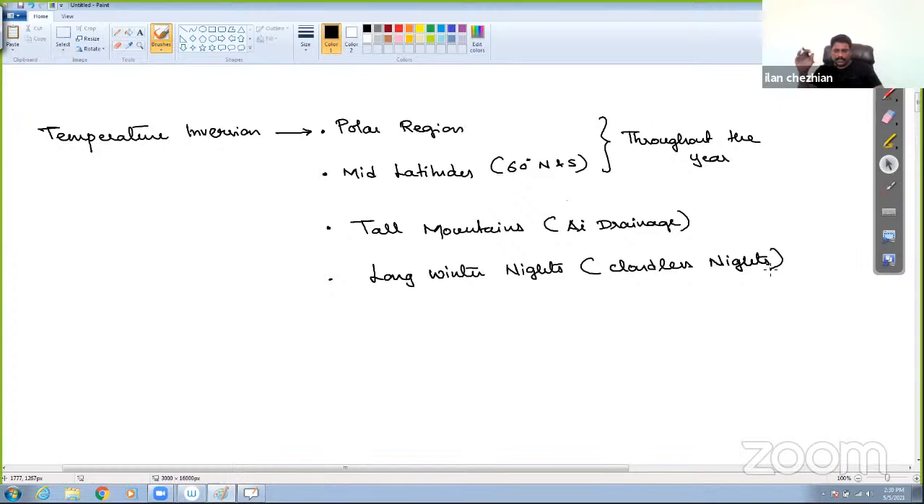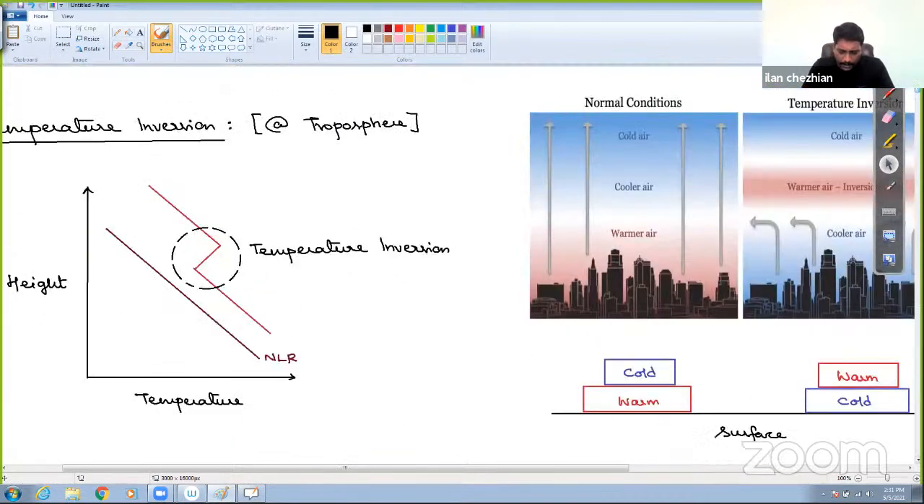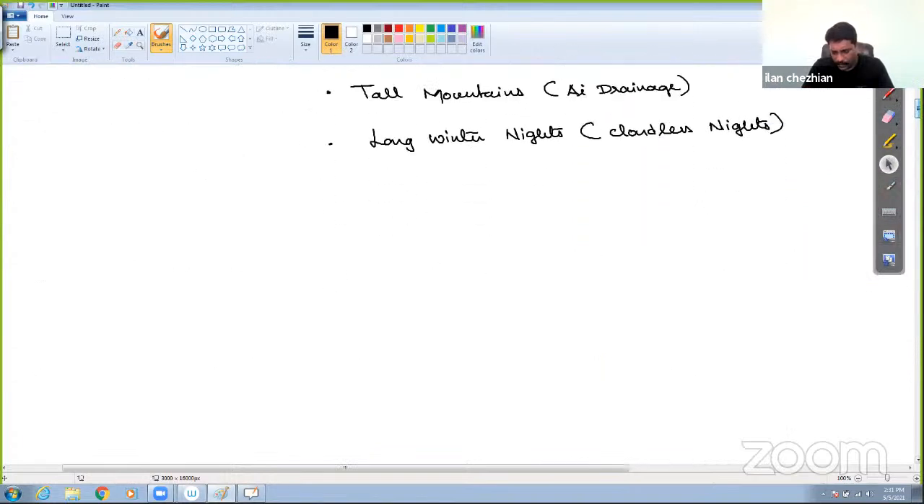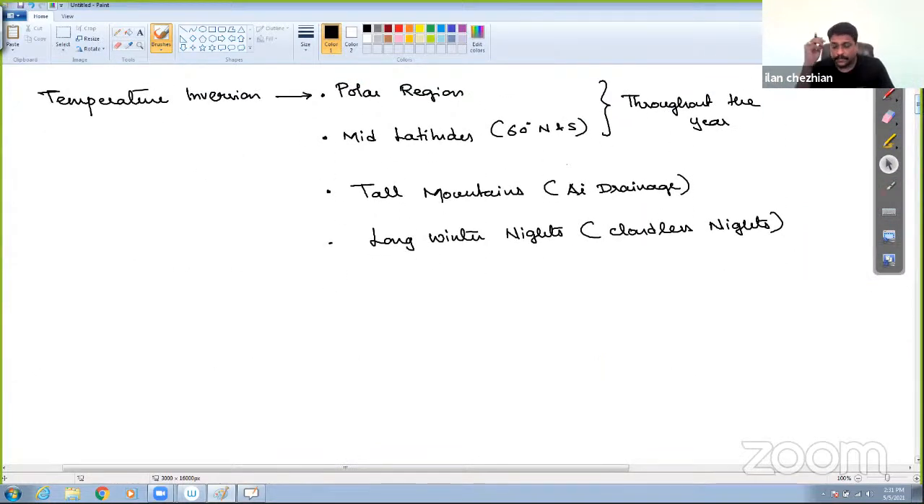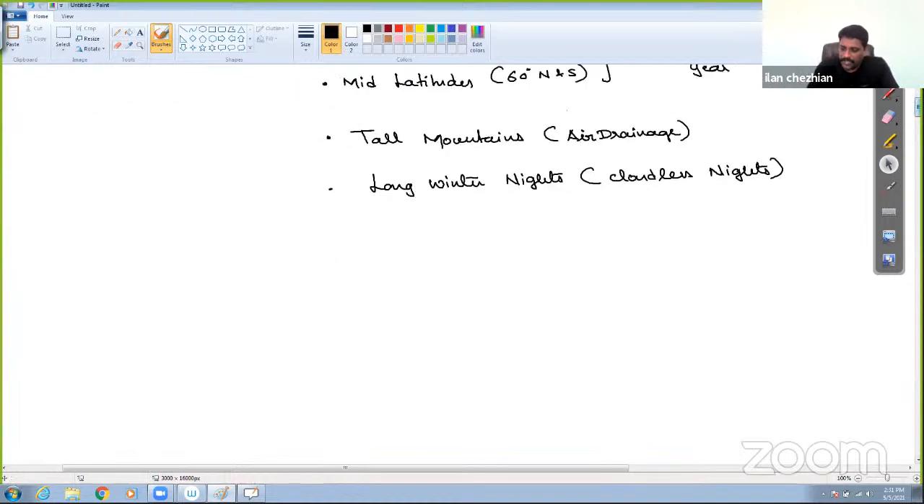So what is temperature inversion? Where all do we experience temperature inversion? Everything we have taken. Very important concept. With temperature inversion being completed, we are completing temperature in all aspects. What we have done, I'll tell you: insolation we have completed, temperature we have completed, and now it's time to talk about the pressure system, my friend.